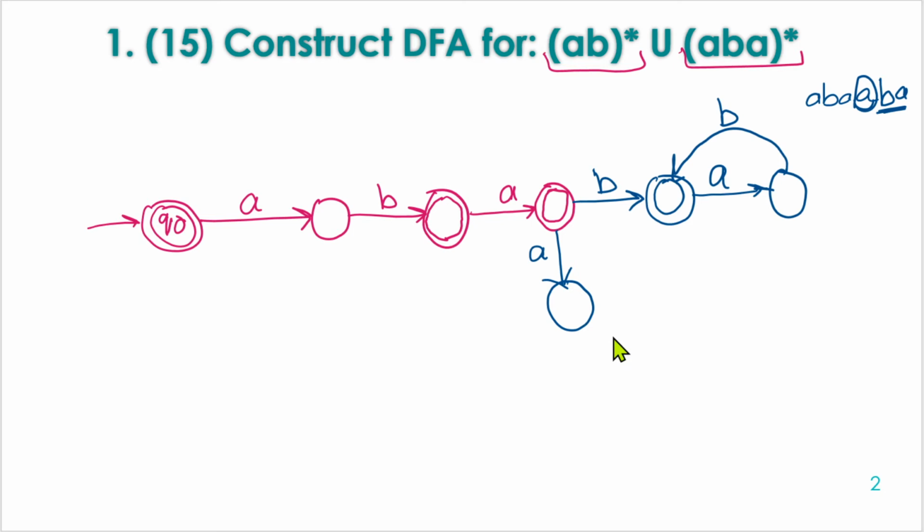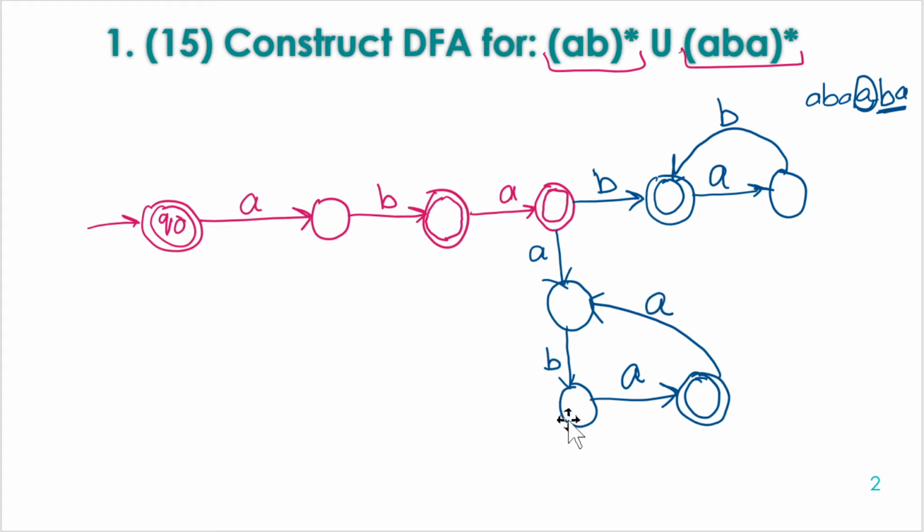Now making the loop for the second pattern, as A, B, A. So ABA is acceptable. So this is the final state. Now after A, if we get the next symbol as A, then again we need two symbols, BA. So ABA. So this is the loop for ABA, the second pattern. So here this transition diagram is complete.